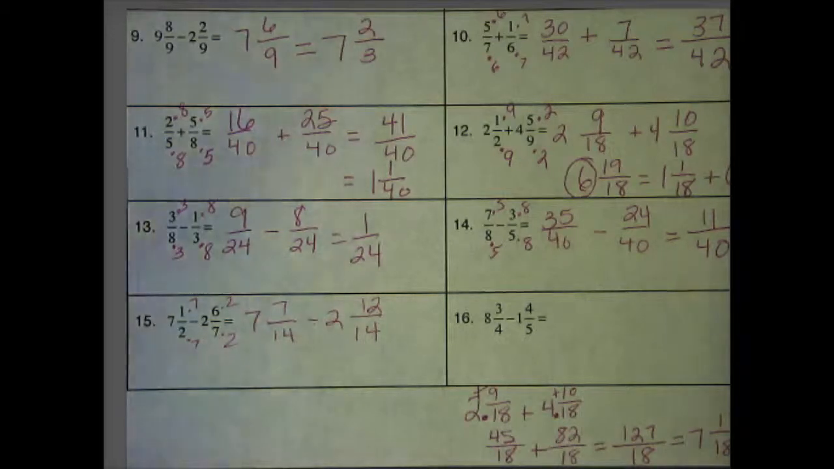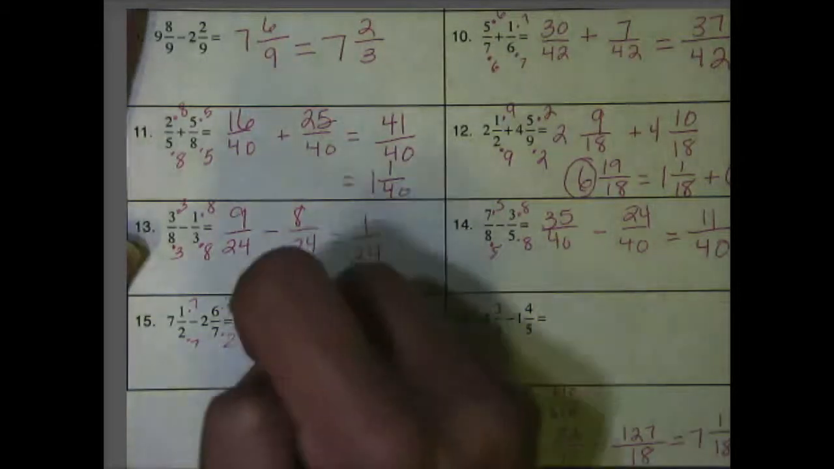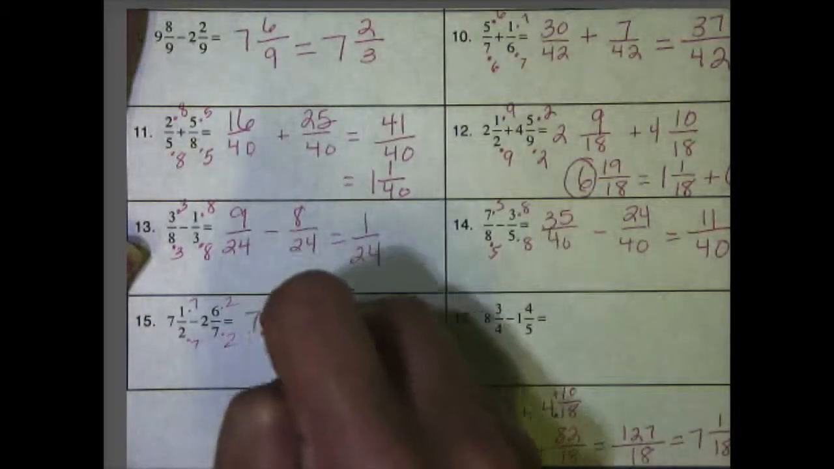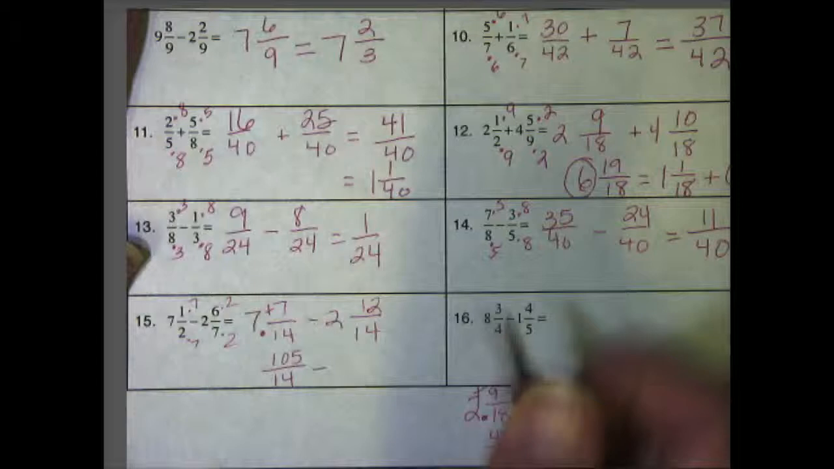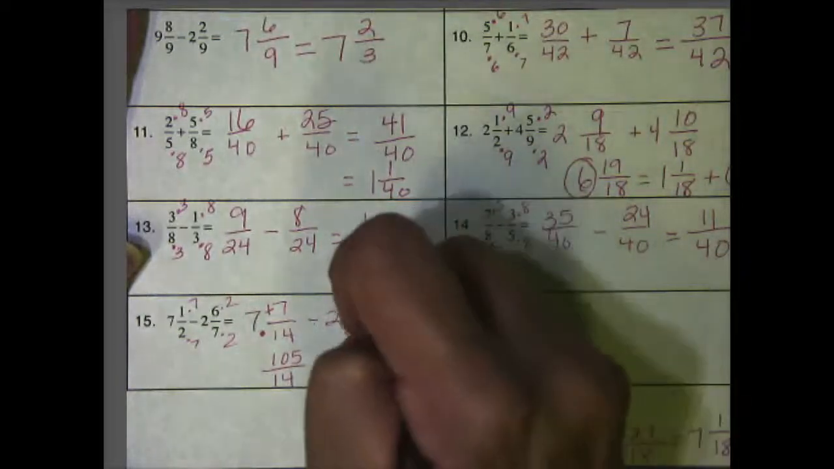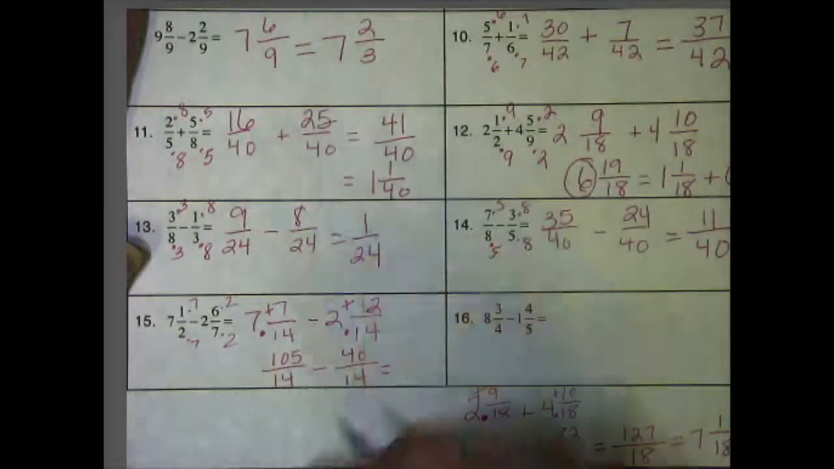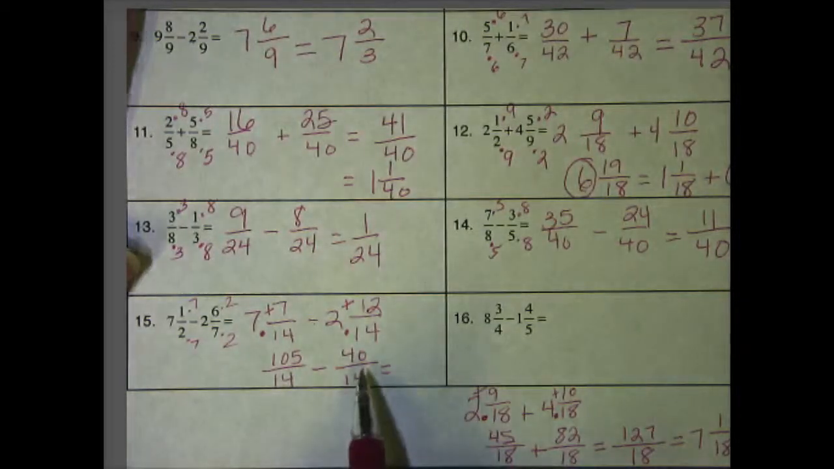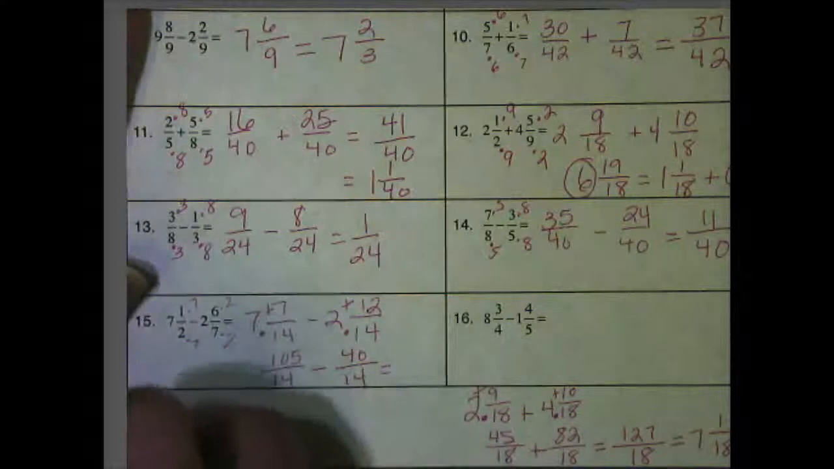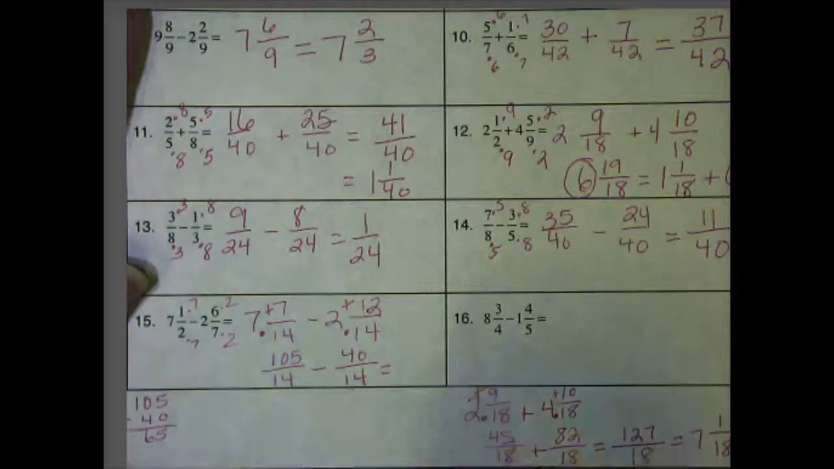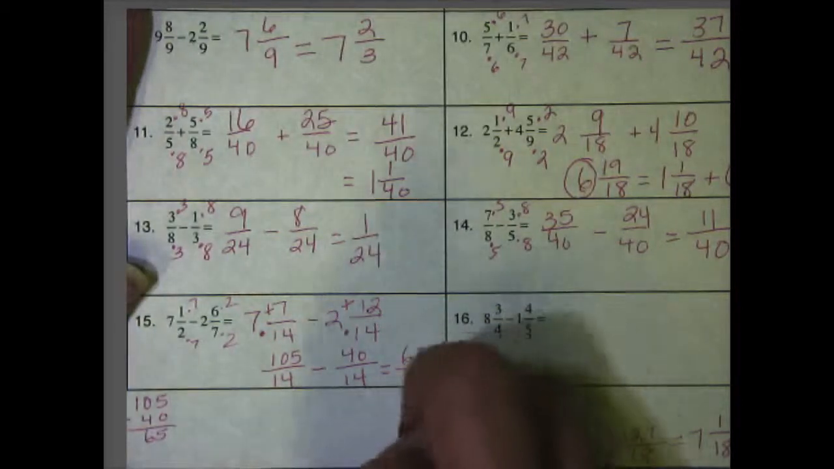So the first thing we have to do here is change these to improper fractions. That's going to be the easiest way. So to change this to an improper fraction, we take 14 times 7, which is 98, plus 7, which is 105. So 105 over 14 minus 14 times 2 is 28, plus 12 is 40. So 40 over 14. So we get 105 minus 40. So we need to subtract those two numbers. You can do that out to the side if you need to. So we get 65 over 14.